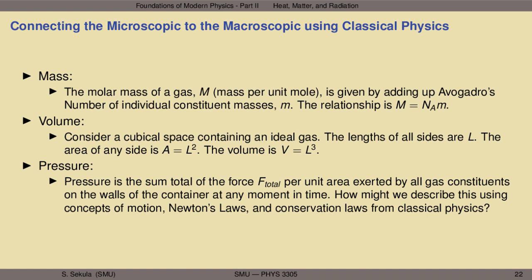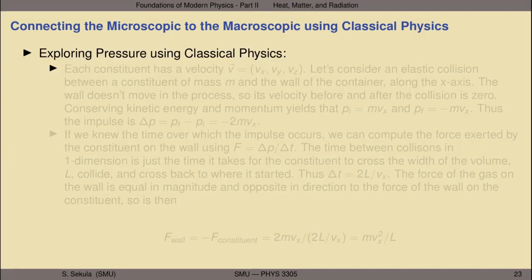Now, of course, a gas is made from many constituents, and so it's the sum total of the average number of collisions per some unit of time that cause the pressure on the walls of a vessel. How might we describe this using concepts of motion, Newton's laws, and conservation laws, all from classical physics? Well, let's begin by thinking about a single constituent.